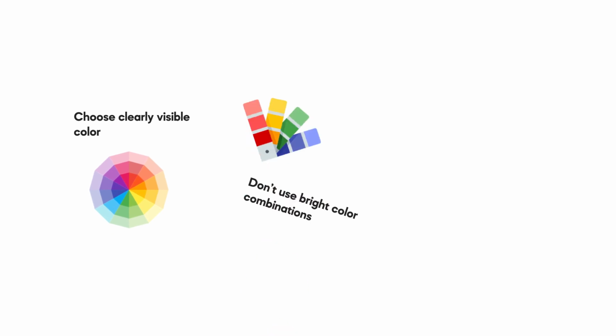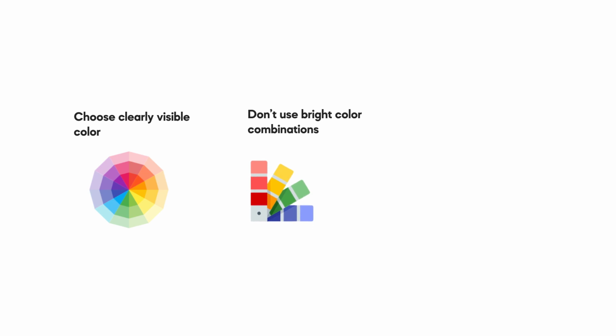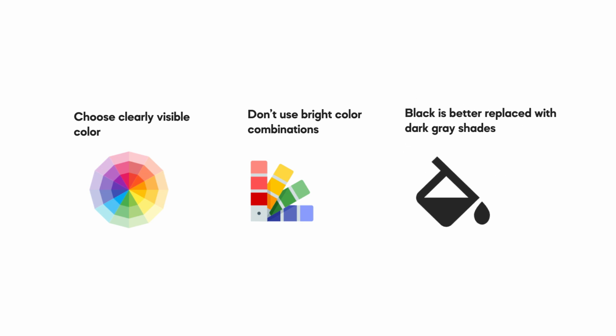Therefore, choose a color for the font so that it is clearly visible and the text can be easily read. Don't use bright color combinations for the background and text, as this also spoils the visual picture. Also, black number 000000 is better replaced with dark gray shades so that the contrast is more pleasing to the human eye.